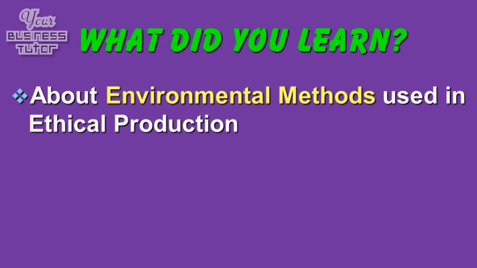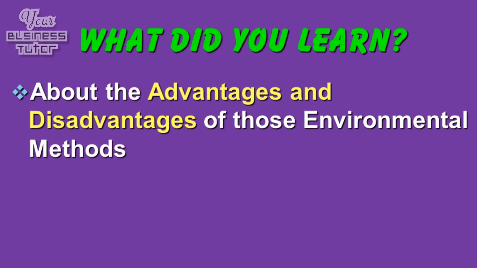Okay, so what did we learn in this presentation? Well, first of all, we found out what ethical production is. Then we went on to investigate environmental methods used in ethical production. And then finally, we explored the advantages and disadvantages of those environmental methods.